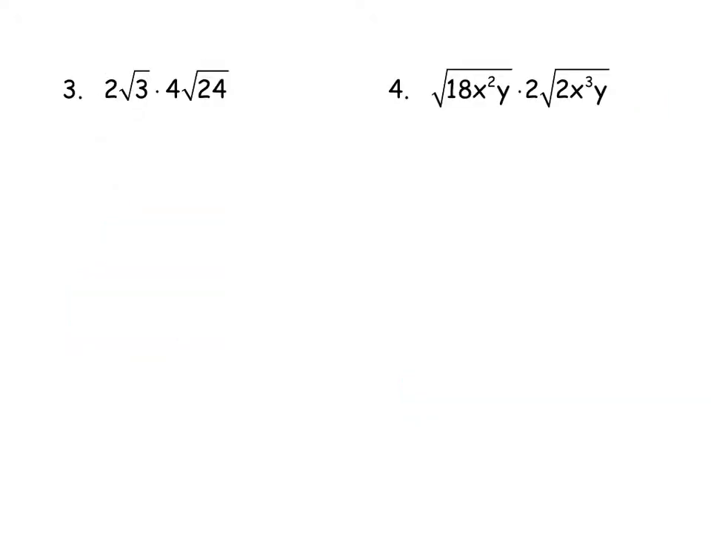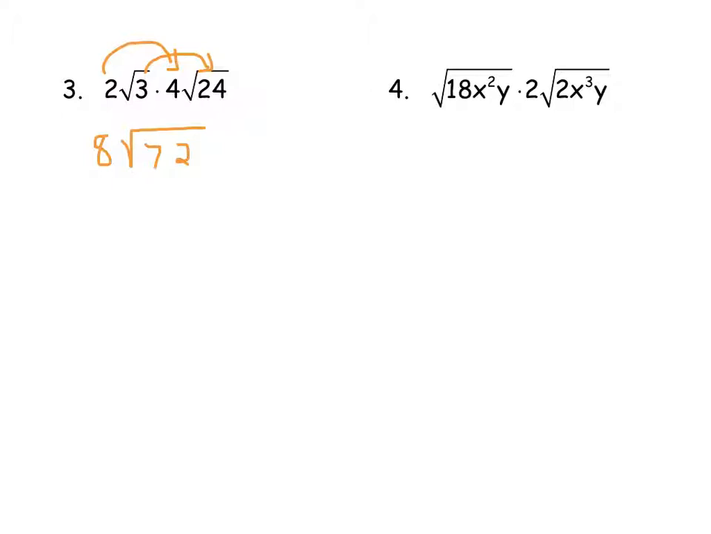So on number 3, remember you're going to multiply the coefficients together. So you're going to multiply the 2 times the 4, and then you're going to multiply the radicands together, which is 3 times 24. So 2 times 4 gives me 8. And then I multiply inside the radicand to get 3 times 24. Well, 3 times 4 is 12, and 3 times 2 is 6, add 1, so I get 72.